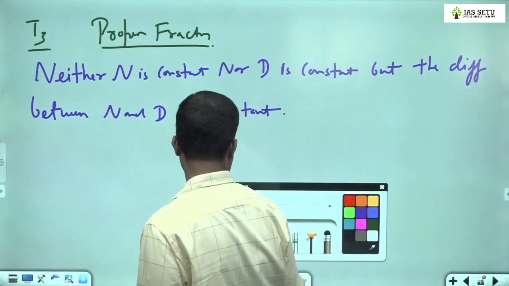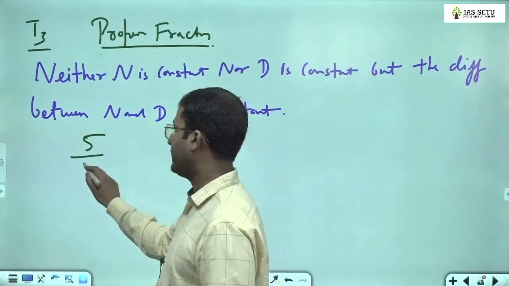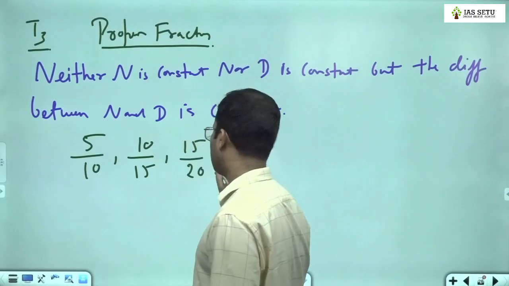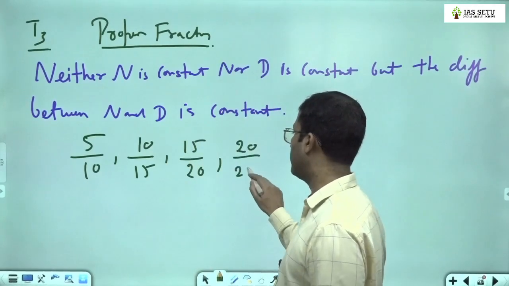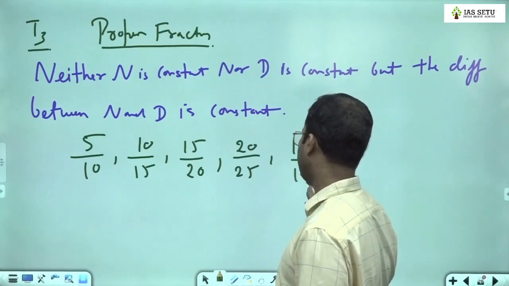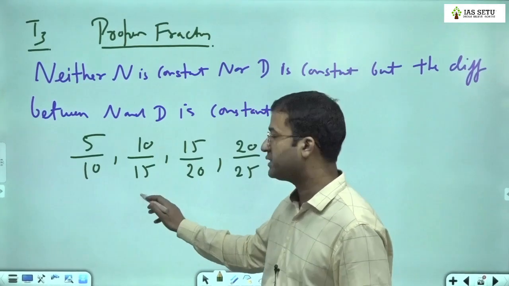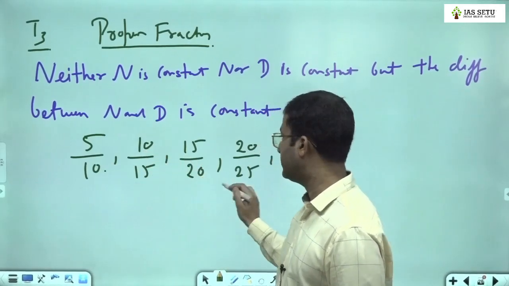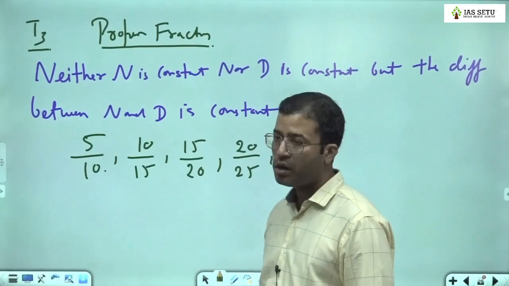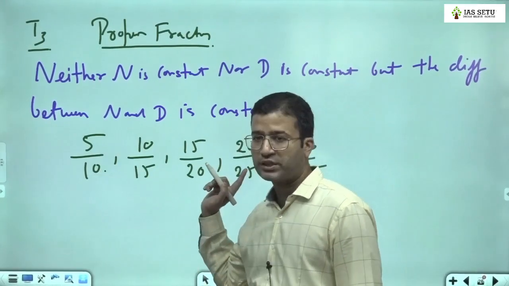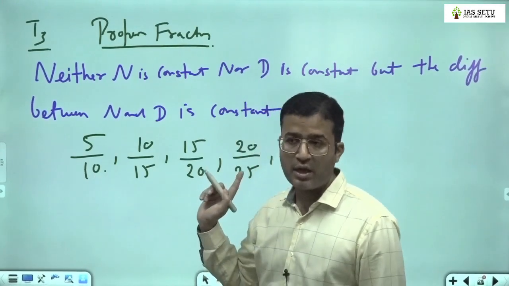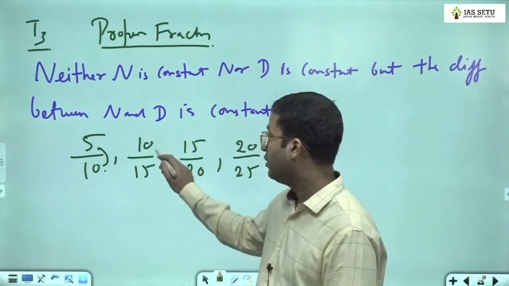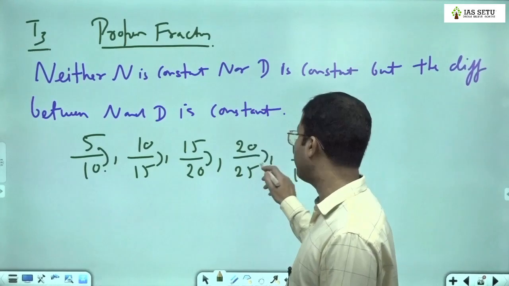Write down the example here: 5 by 10, 10 by 15, 15 by 20, 20 upon 25, 100 upon 105. It can be 11 by 16 also. It doesn't mean that if this is 10 then that is 10; there is no such relation. It can be different. But the thing is, neither numerator constant nor denominator constant, but the difference between numerator and denominator is 5. What is the difference here? 5. Here? 5. Difference here 5, 5, 5.